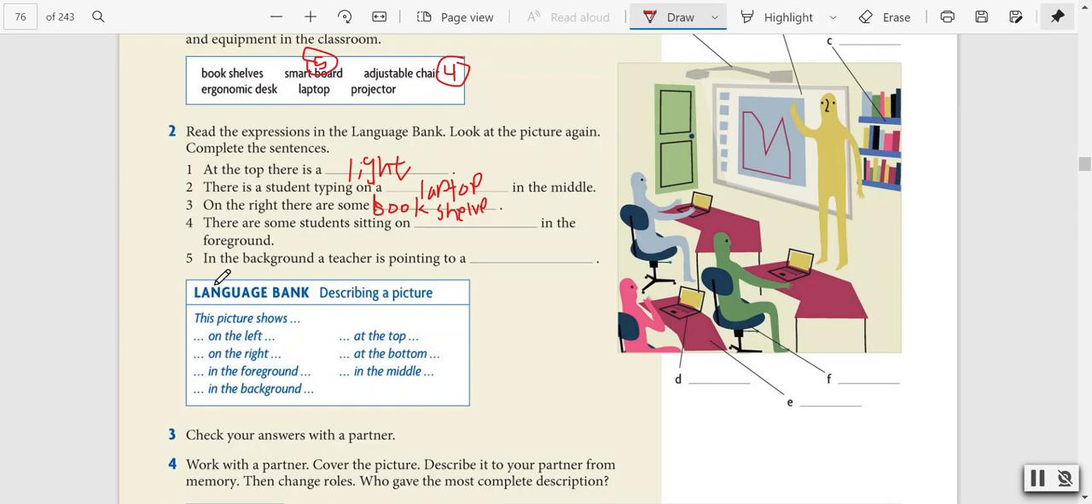Okay, in here the expressions that I use for describing, we have at the top, there is, we can use it, in the middle in here, and on the right, in the foreground, and we have in the background. We can use these words for describing pictures.